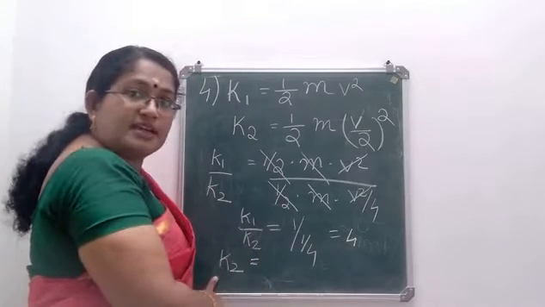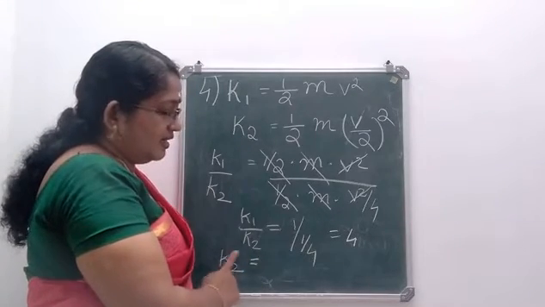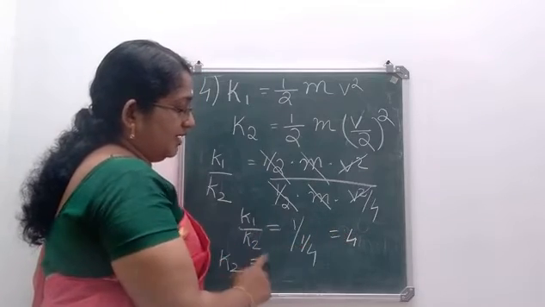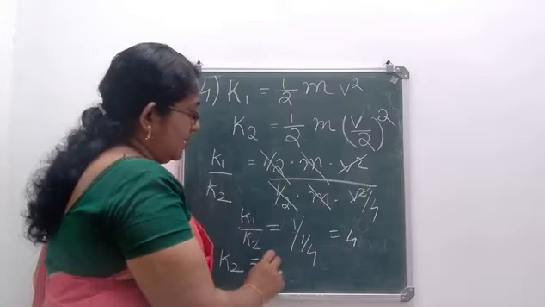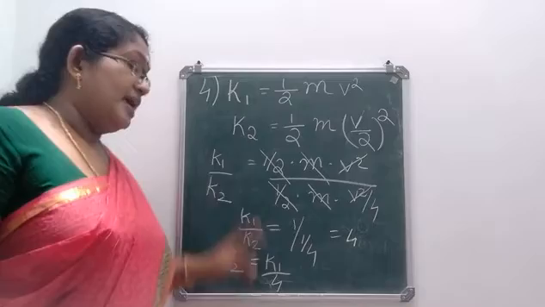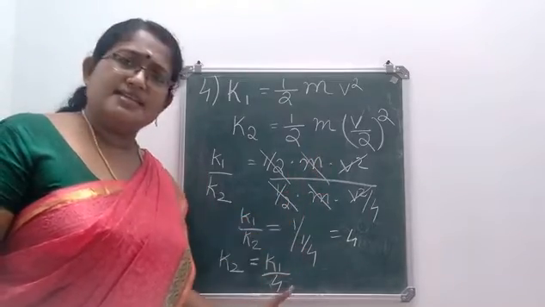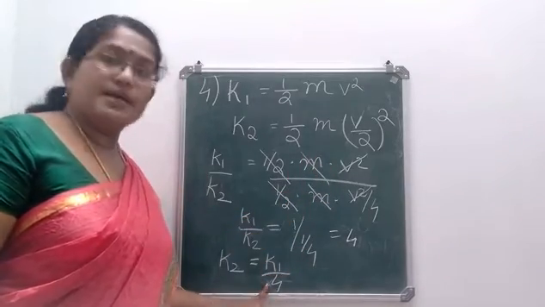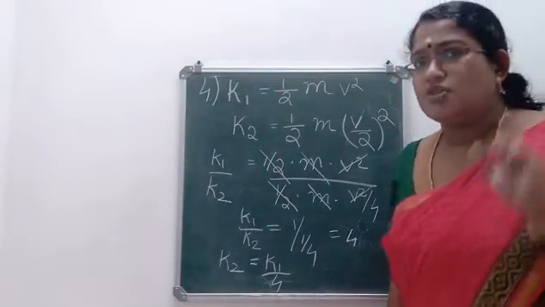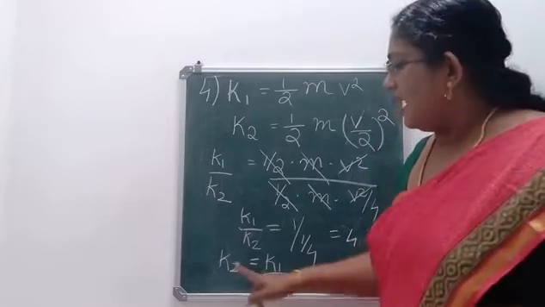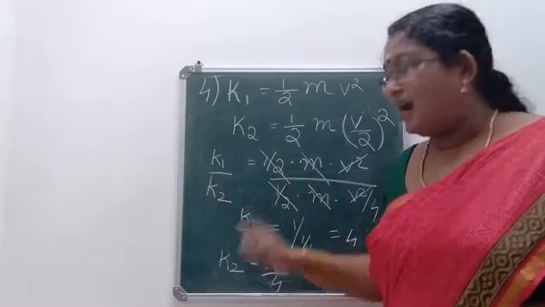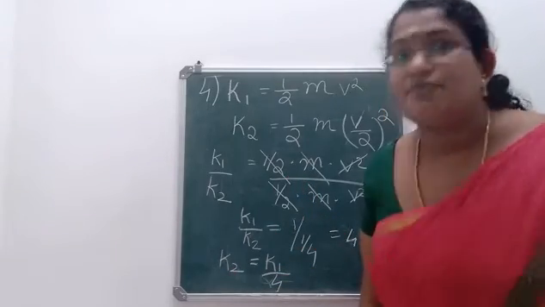So we are asked to calculate the new kinetic energy. New kinetic energy is K2. K2 will go there and 4 will come down. So K2 is equal to K1 by 4. That means if the speed is half, kinetic energy becomes 1/4 of the original kinetic energy. So what happens if the speed is half? K2 equal to K1 by 4. That means if the speed is half, kinetic energy becomes 1/4.